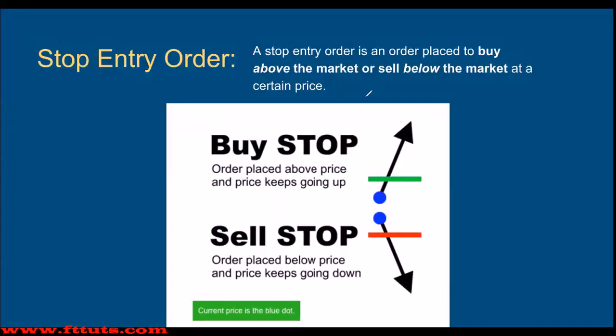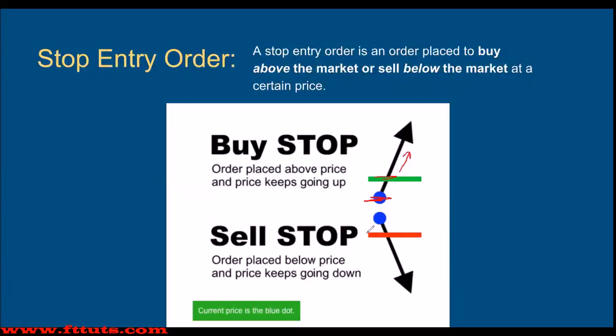A stop entry order is an order placed to buy above the market. So if this right here is current price and you expect it to continue rising and you expect the bullish cycle to continue, all you're going to do is buy stop right here at this green line, and when price comes up to it, it's going to enter you in the market, and then if it continues going up, your position is in profit.